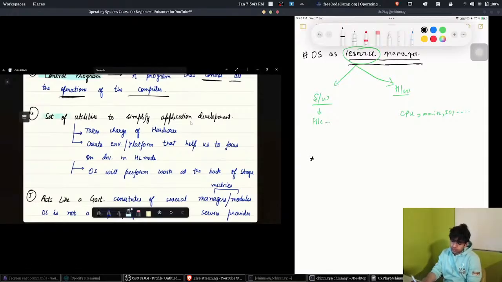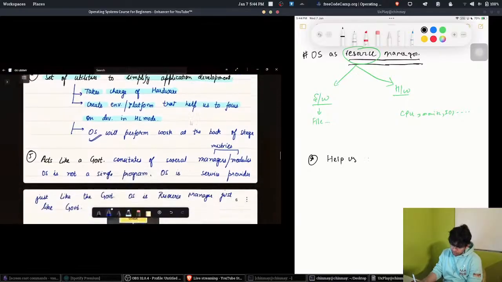Definition number 4, a set of utilities to simplify application development. It takes charge of hardware and creates an environment or platform that helps us focus on development in high-level mode. So what will the OS do? The OS will perform the work backstage and will allow us to write the code in a high-level language, and the rest the OS will manage. We just have to write the code in a high-level language. So this is the power of the operating system.